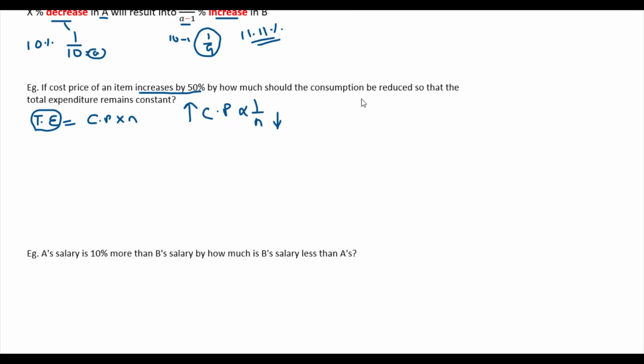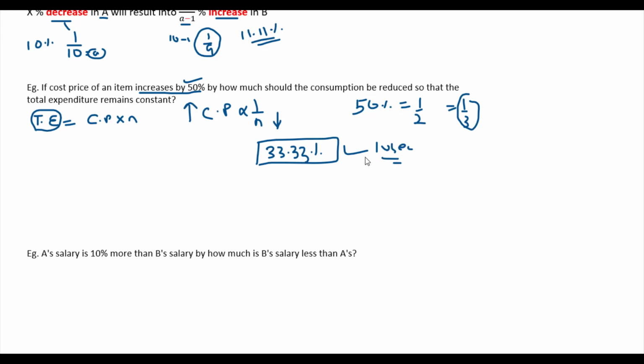Now your cost price is increasing by 50%. 50% in ratio form is nothing but 1 by 2. Since it is increasing, we will increase the denominator by 1. We will get 1 by 3. Your consumption will reduce by 1 by 3%, which is 33.33%. So in order to keep your total expenditure constant, if your cost price is increasing by 50%, you will have to reduce your consumption by 33.33%. If you want to go with the long method, it will take at least 2 minutes to solve this example. But if you have understood the above concept, you can do it within 10 seconds. Let us see one more example.